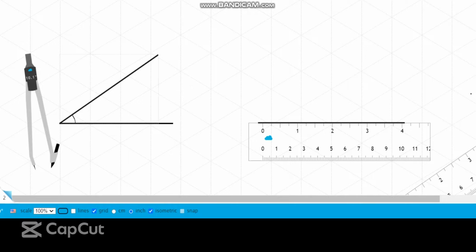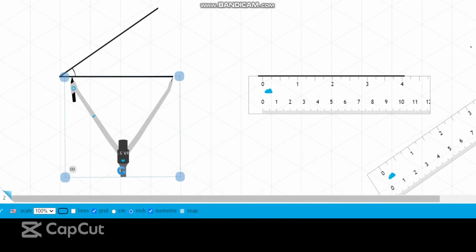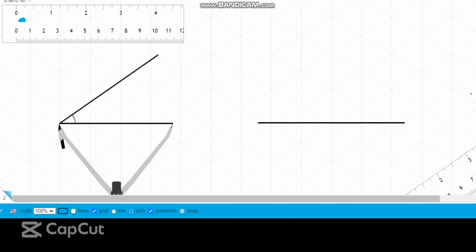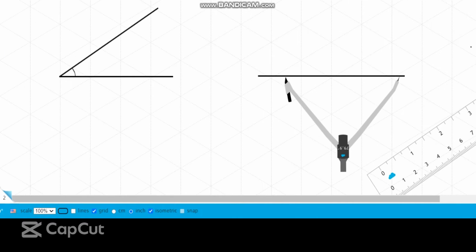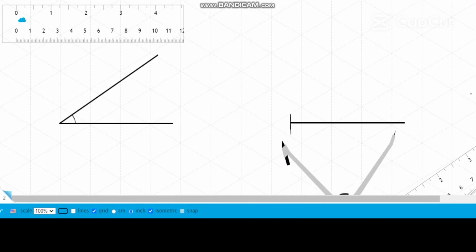Transferring an angle. Using the compass as a measuring tool, get the length of one arm of the angle. Transfer it to the desired area. Using any radius in the same vertex and center, create an arc that passes through both arms of the angle. Do the same thing on the other line.